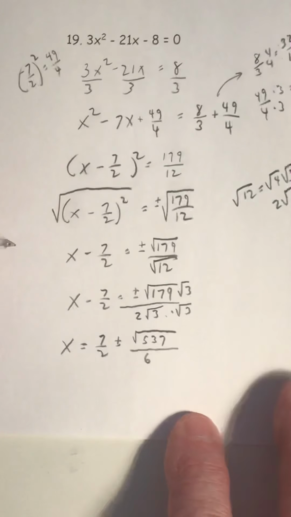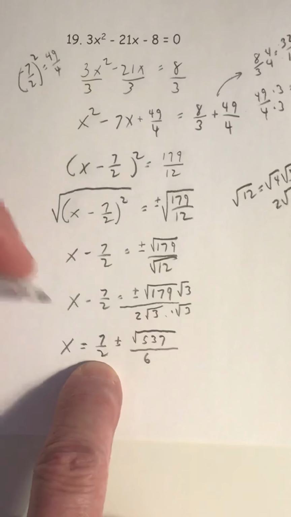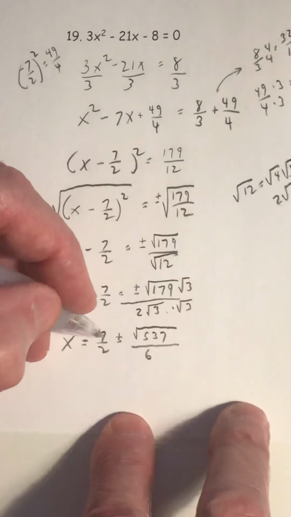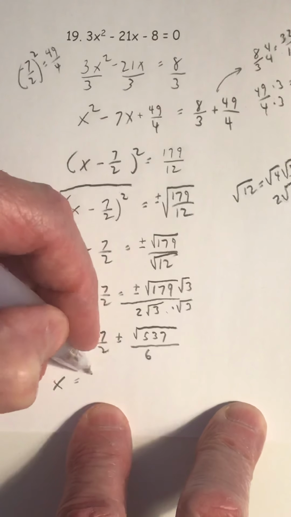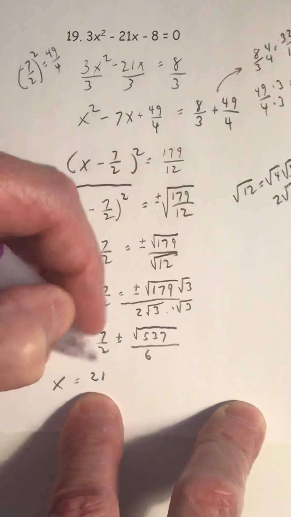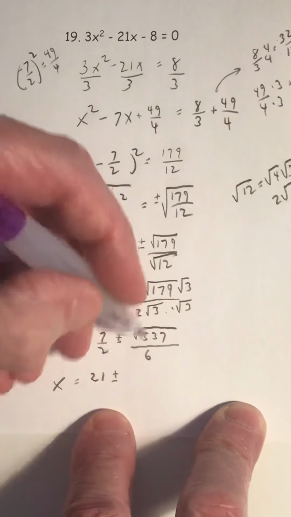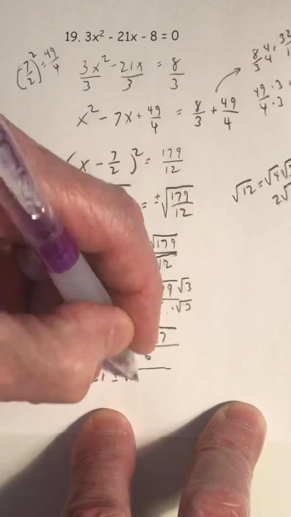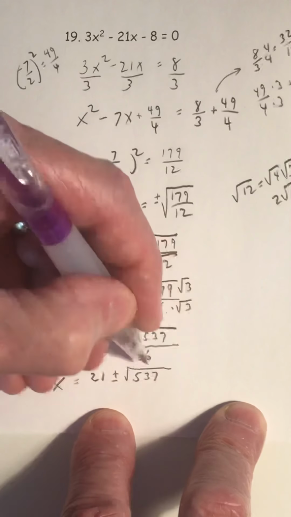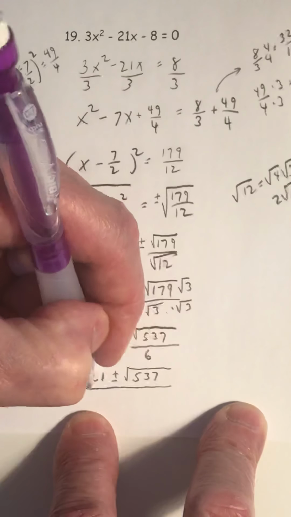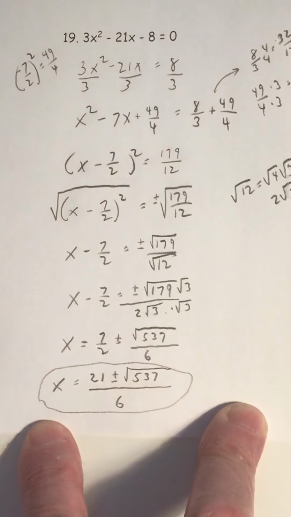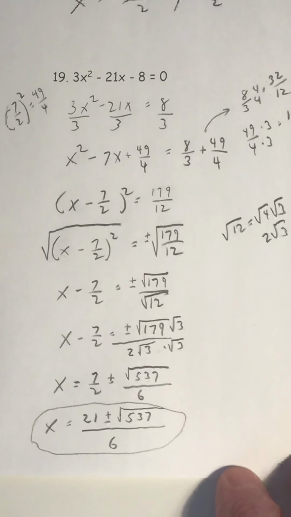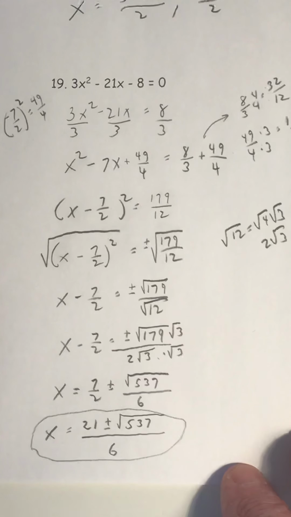Wow. And we'll change this to sixths. We'll times the top and bottom by 3, and that'll make that 21 on the top. So we'll have 21 over 6. Well, let's just put this together in one fraction. 21 plus square root of 537, the whole thing over 6. This is, like I said, about as bad as they get, about as challenging as they get.